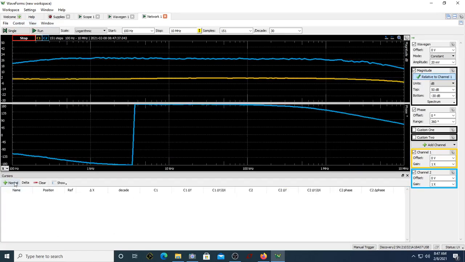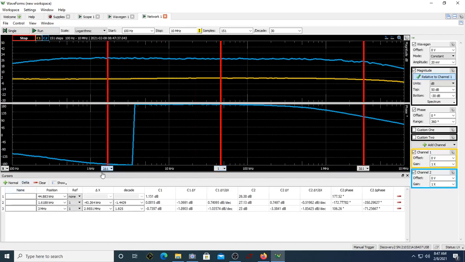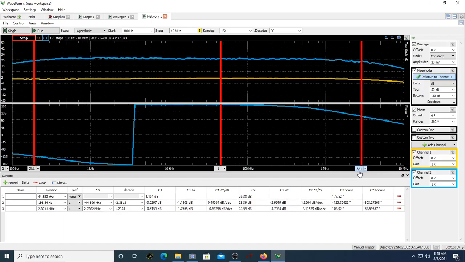So let me take cursors. You can put one normal cursor at the mid. You can take two deltas, one for the lower cutoff frequency, other for the higher cutoff frequency. Delta 1 should be placed at a point so that this C2 delta y is equal to 3 dB down, so that it corresponds to the half power bandwidth point. Now you are close to there. You can see it's almost minus 3 dB. This also you keep at minus 3 dB.